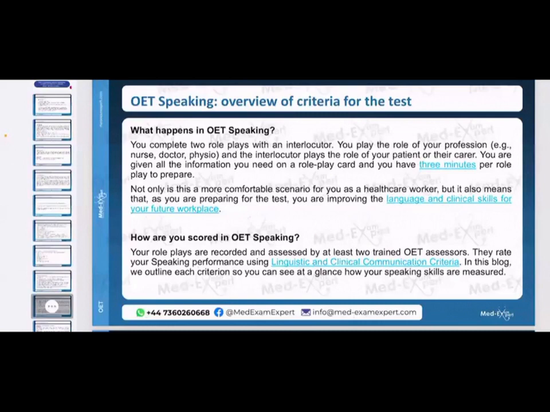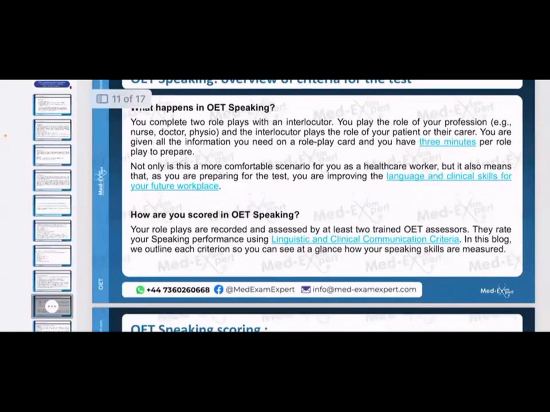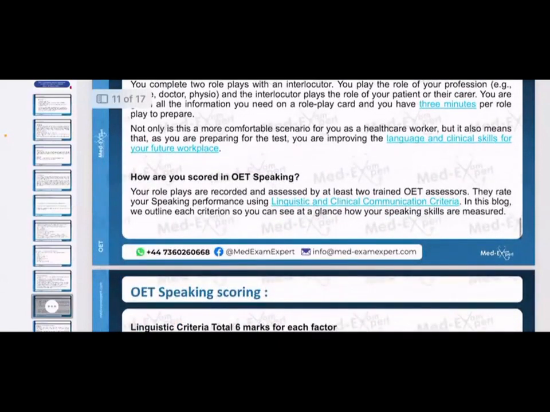Not only is this a more comfortable scenario for you as a healthcare worker, but it also means that you are preparing for your test, you are improving the language and clinical skills for your future workplace. So this is not just for testing you. You have to be very fluent and very good in English when you arrive at your desired destination, because definitely in those English speaking countries, you have to talk to your patient or the carer in English. So please be prepared for that.